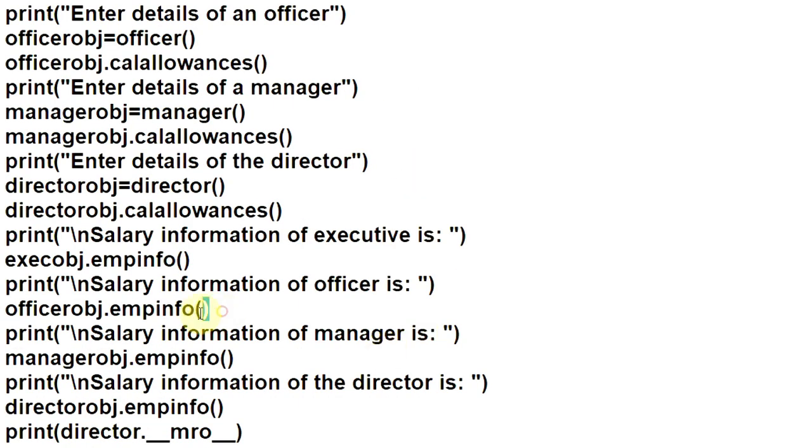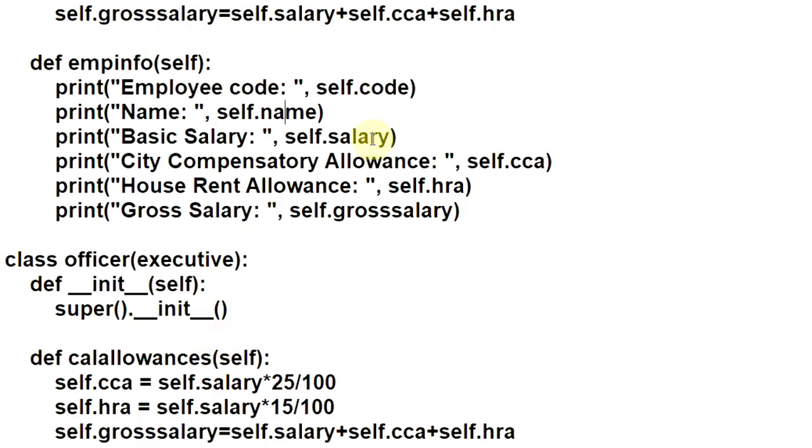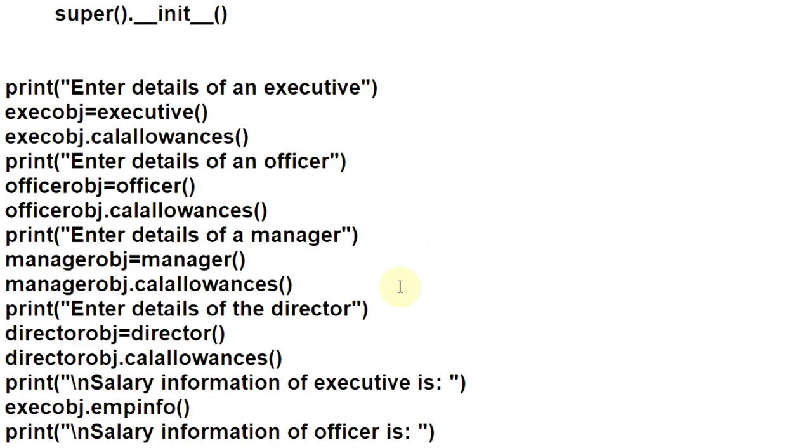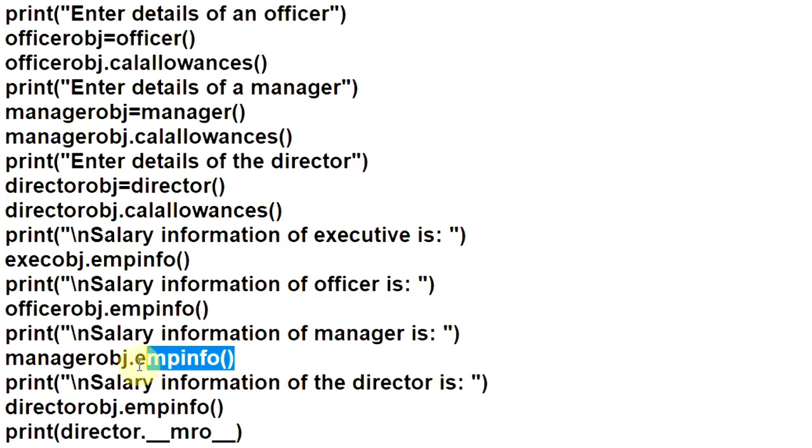After that, it is invoking the emp info through the officer obj. So the control will come here. It will display the code, name and salary which were entered for the officer object, and this CCA, HRA and gross salary which were computed through the cal allowances of the officer object. Then the control will come over here. You are invoking the emp info function through the manager object. So it will display the code, name and salary and HRA, CCA and the gross salary which were computed through the manager object, that is manager obj.